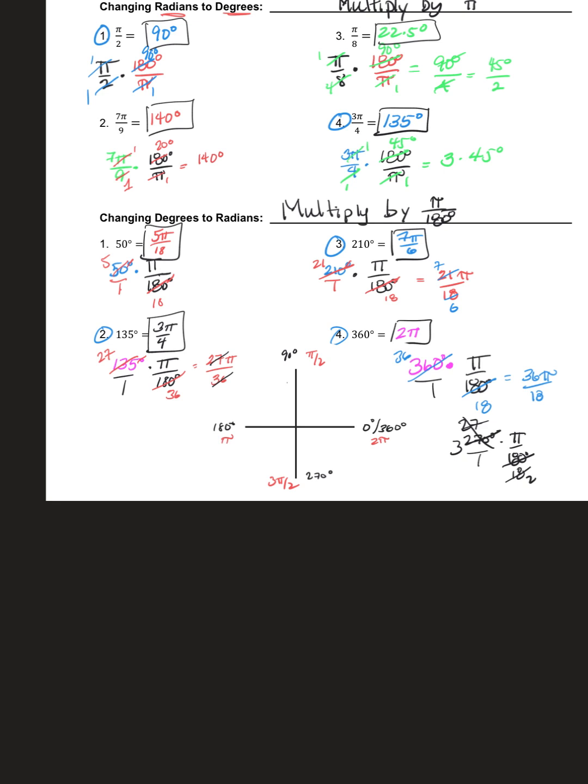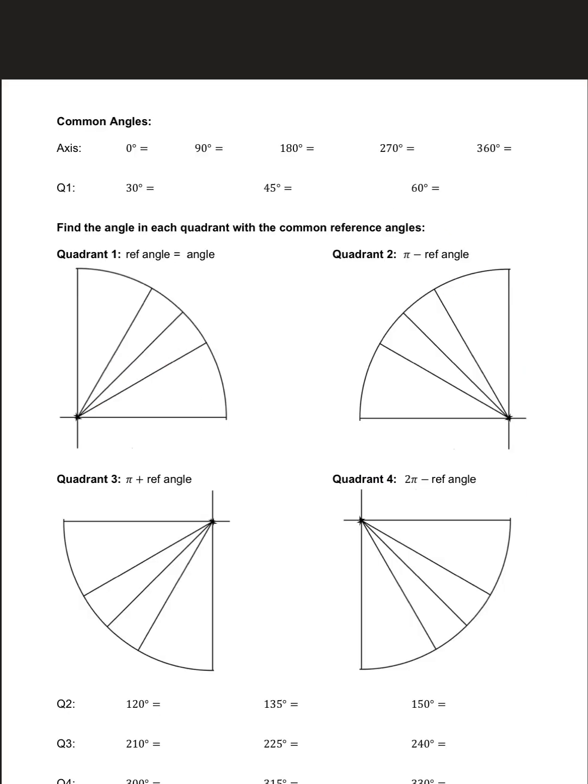So all those you need to know, those are our axis angles, which means those are on the axis. They're not in the quadrants. They lie on the axis only. Okay? So what we're going to do here is talk about kind of like we did last lesson with our 4 angles and so forth. But first, let's talk about our common angles, and this time we're going to talk about them in radians.